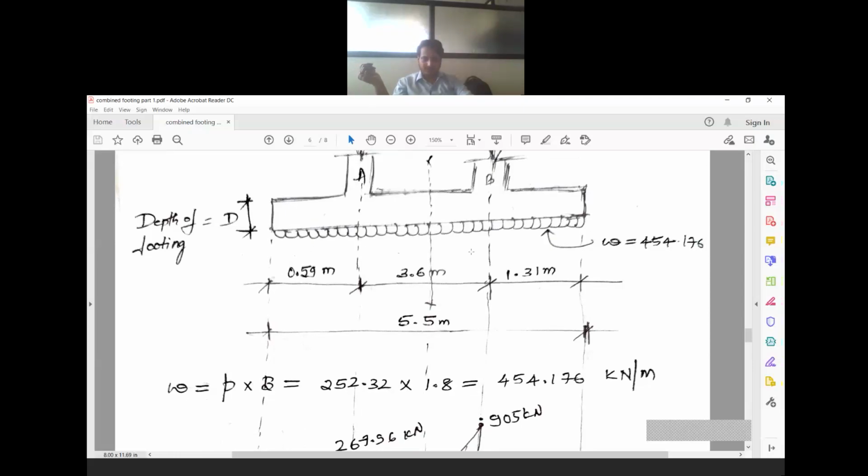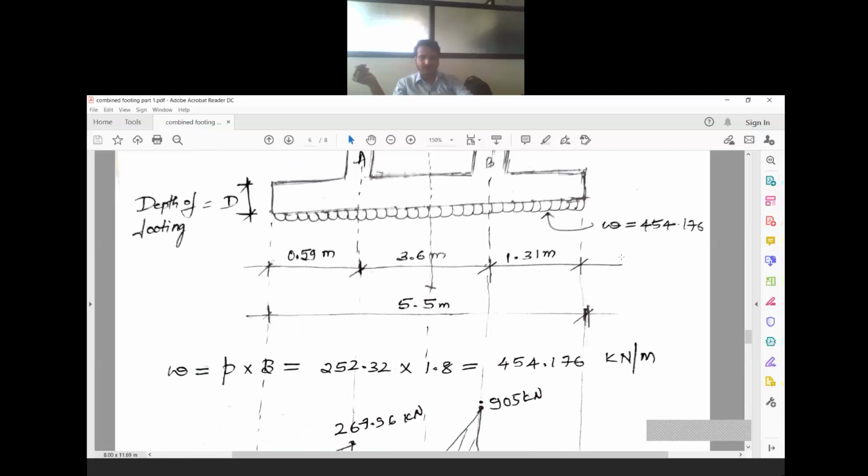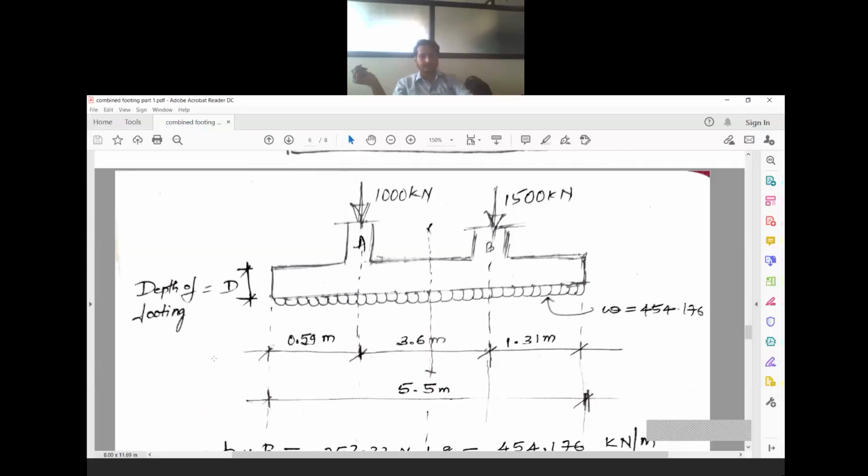And we have calculated the upward pressure intensity per meter run. From here we shall start the calculation. First of all, we shall also calculate the shear force diagram. What we need right now is the bending moment diagram. Later we need the shear force diagram.